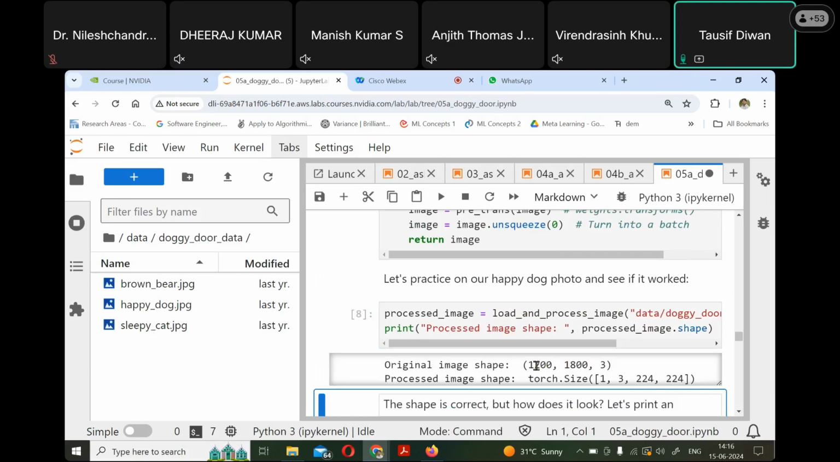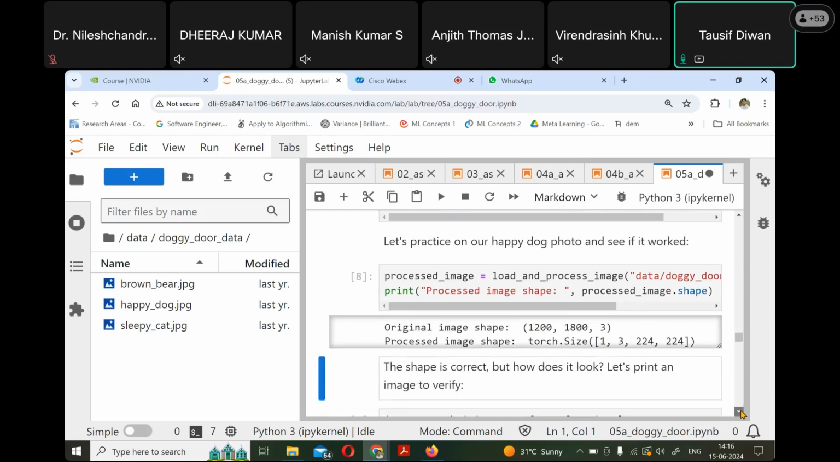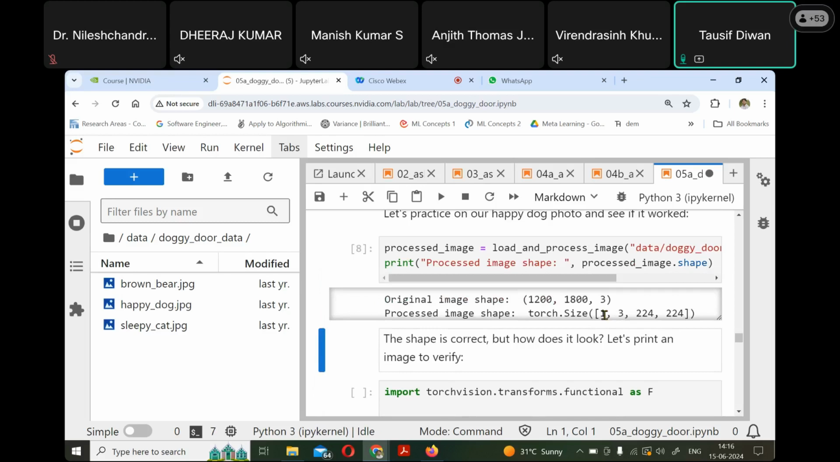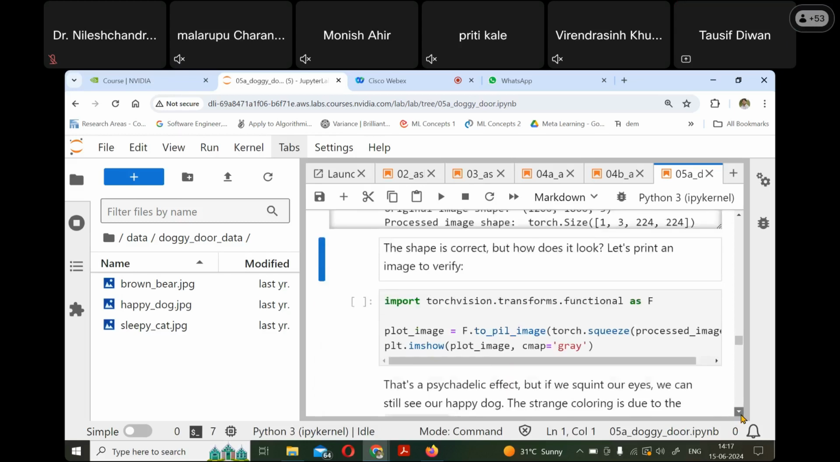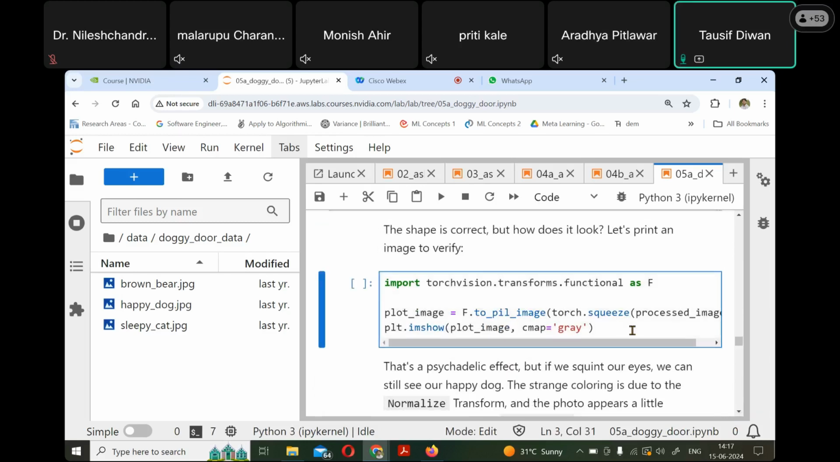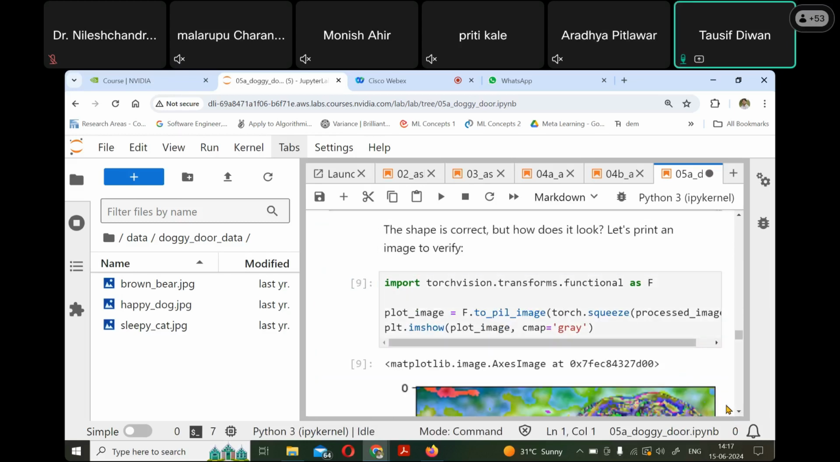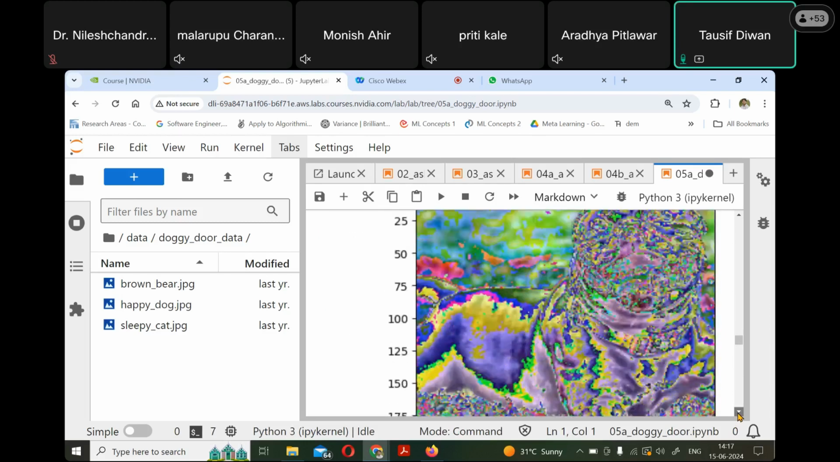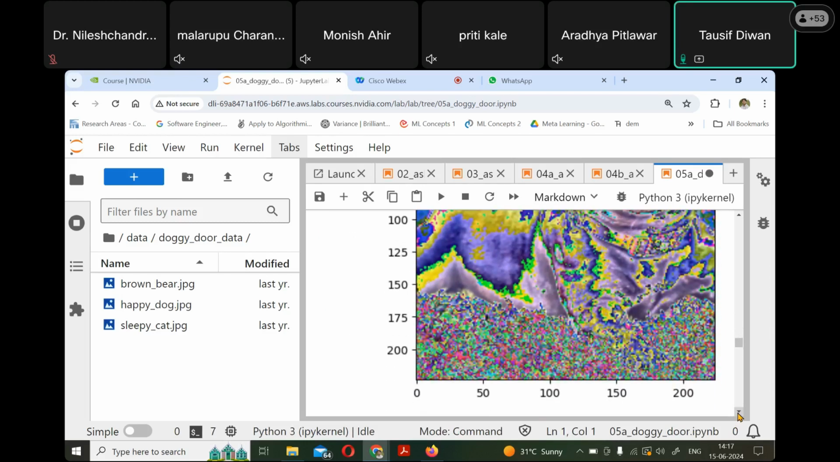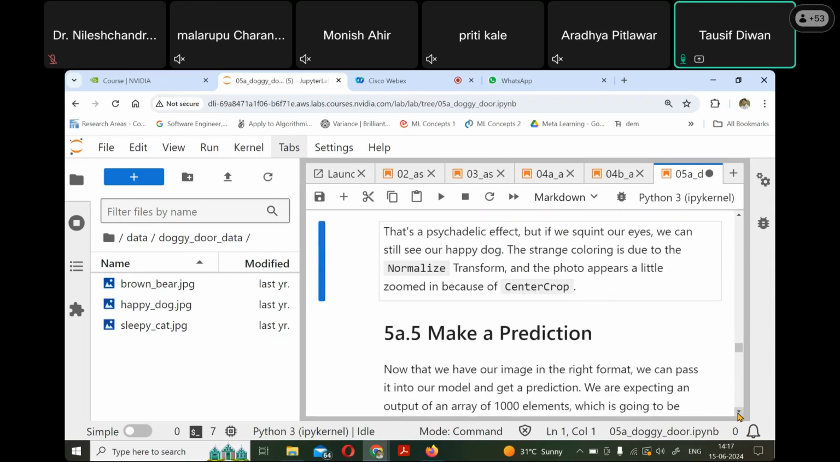The previous dimension was 1200, 1800, 3. After processing this, the size is 1, 3, 224, 224. Okay, it is a batch. Only one sample is there in the batch, and this 3, 224, 224 is the dimension of one sample. Now we can also see how the image is looking. This is my image. Size is 224 by 224. Fine. It's a colored input. Only one image is there.